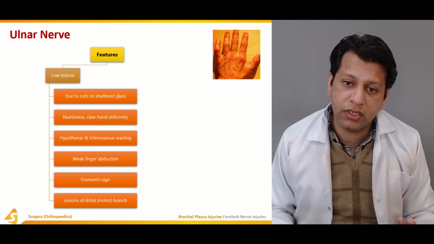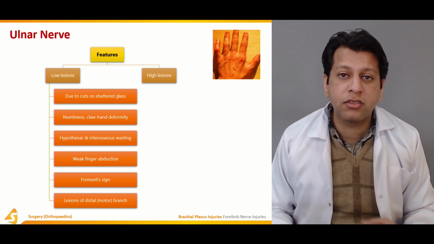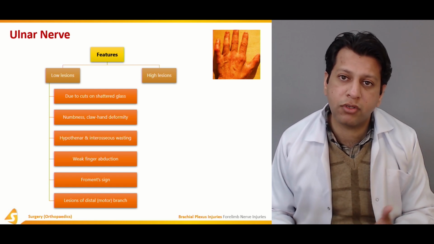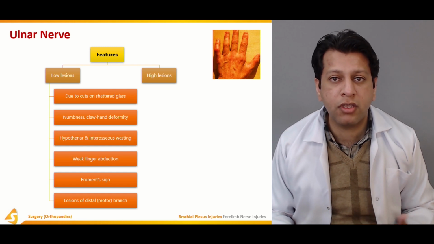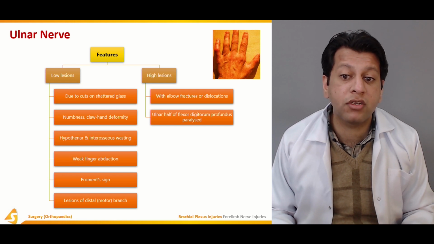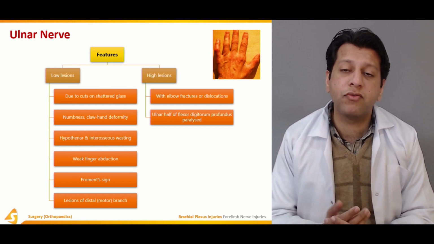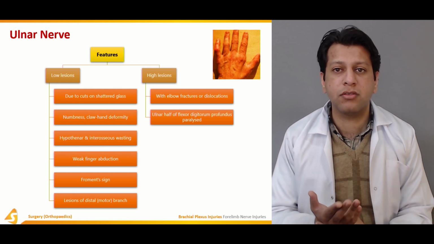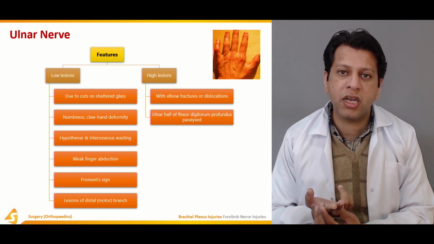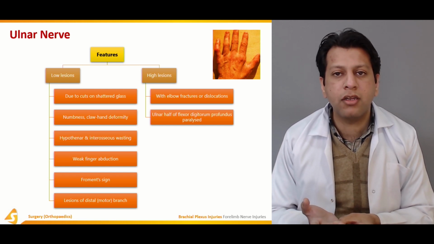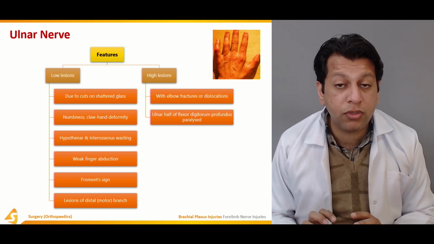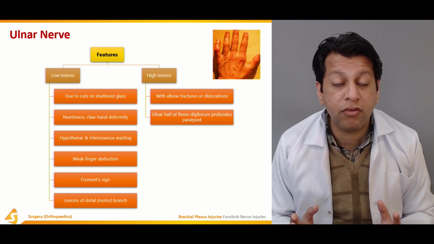If it's a high nerve injury, usually at the cubital tunnel around the elbow, it can be compressed in the arcade of Struthers or due to fractures and dislocations around the elbow joint. Usually the ulnar half of the flexor digitorum profundus is paralyzed. As we know, FDP is the muscle which supplies the index finger and the middle finger via the median nerve, and the little finger and the ring finger are supplied by the ulnar nerve.